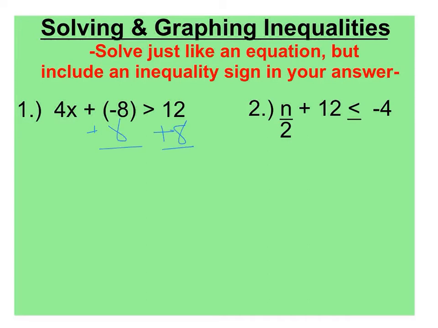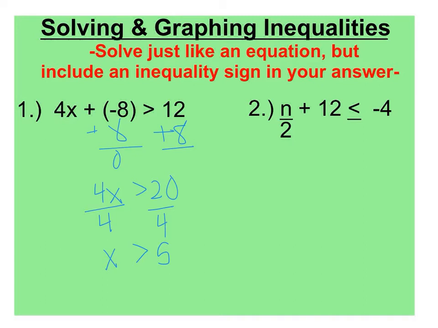Once we've added 8 to both sides, we now have 4x is greater than 20. Again, we're going to solve just like an equation, so we're going to divide by 4 on both sides. And we're going to come out with an answer that says that x is greater than 5. Again, all the steps are the same as an equation, but in the end, instead of figuring out that x equals 5, I found out that x is greater than 5.